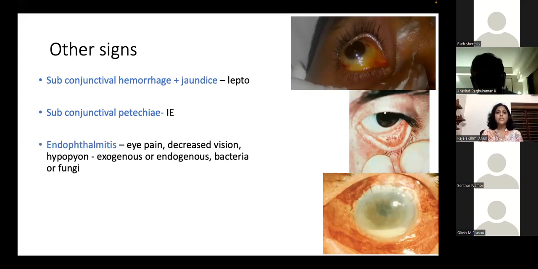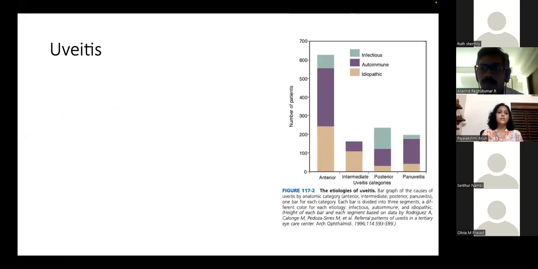Endophthalmitis presents as eye pain, decreased vision, hypopyon, and this can be either exogenous, following a trauma, or endogenous due to bacteremia, and it can be caused by either bacteria or fungi, including Candida. Fundus is a large topic I'm not going to touch upon. Fundus examination or the features of fundus today.